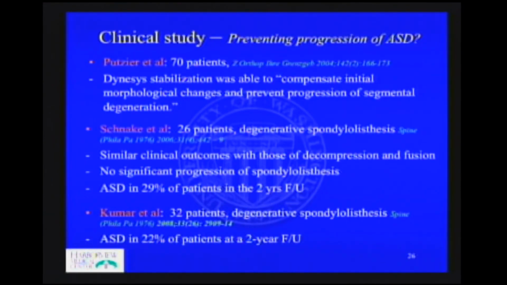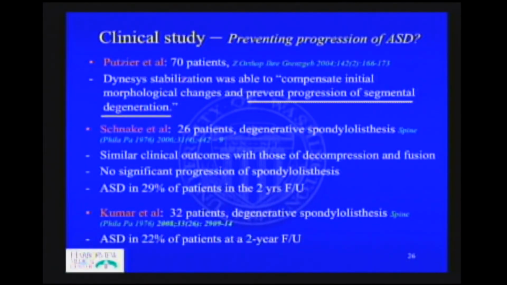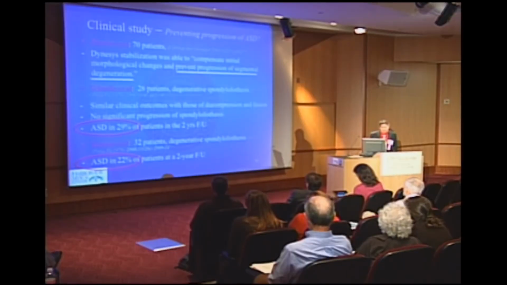Now, whether this DISEASE system can prevent adjacent segment disease. Initially, the report showed some promising results that it may prevent the progression of segmental degeneration. However, the later published data and also Kumar's data show that adjacent level disc disease happened in about 20 to 30% at 10 years follow-up. Therefore, it's no better than the fusion rate that we showed initially.